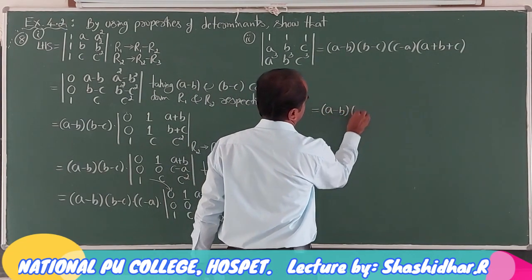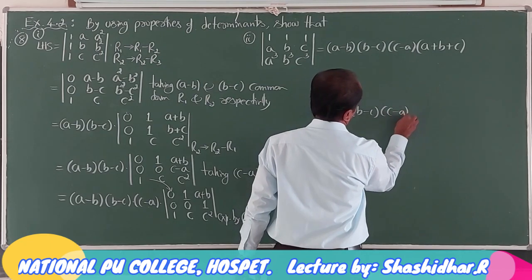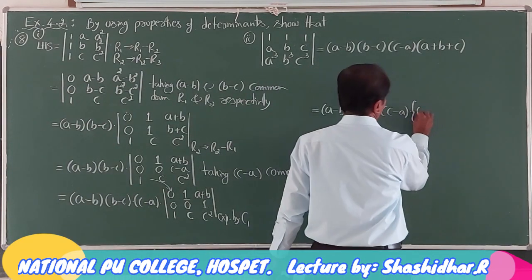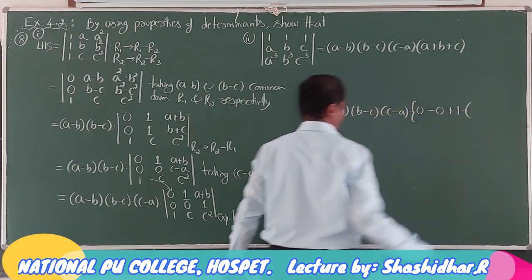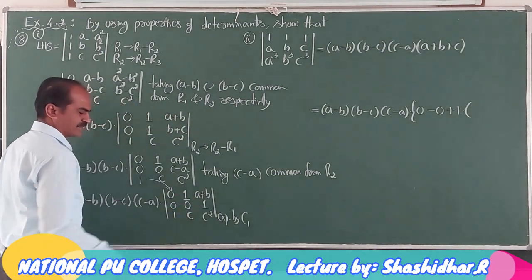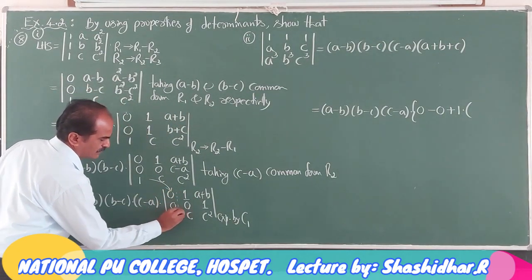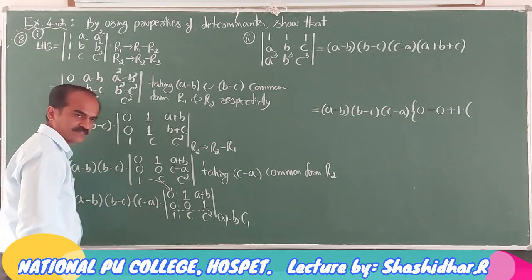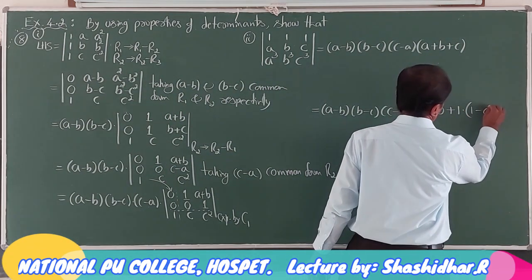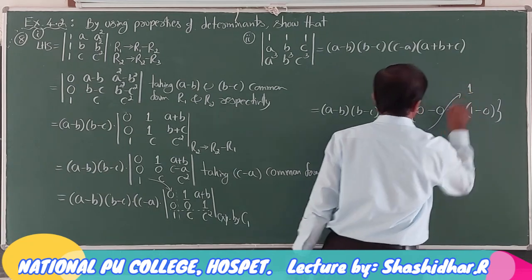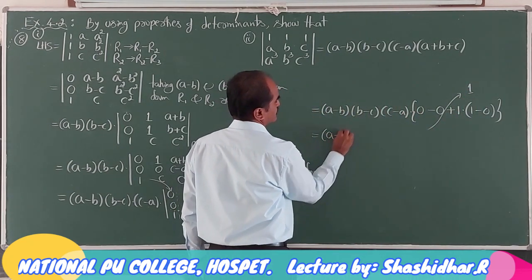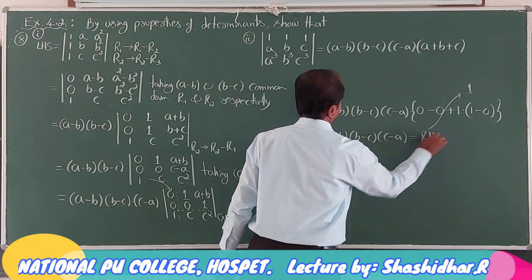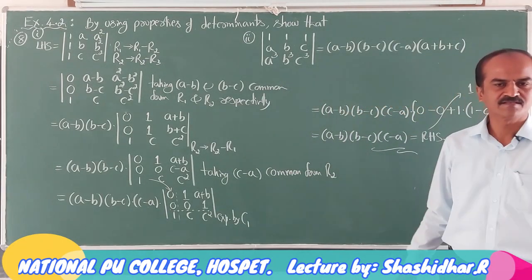It is A minus B, B minus C into C minus A into bracket. I am expanding. The first two entries are 0, 0 minus 0 plus 1 into, because 0 multiplied by the 2 by 2 determinant is 0. Now 1 into, leaving the first column and third row, this 2 by 2 determinant. I have to evaluate 1 minus 0. That is 1 minus 0. The value of this expression is 1. So I am left with A minus B, B minus C into C minus A. By this you are able to get the result.